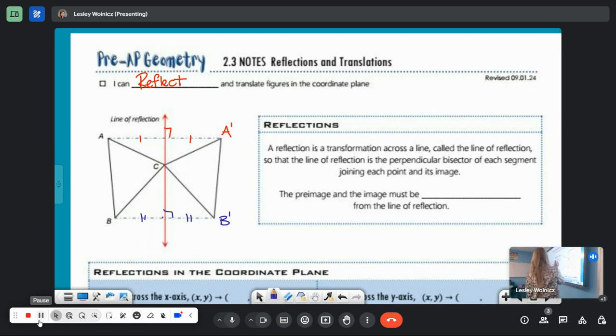Okay, so we know that a reflection is a transformation across a line called the line of reflection, so that the line of reflection is the perpendicular bisector of each segment joining each point and its image. The pre-image and the image must be equidistant from the line of reflection. Easy peasy. We kind of already knew all that.